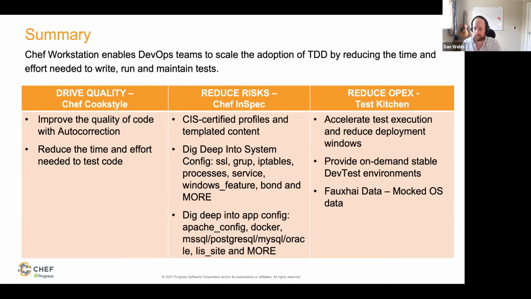InSpec runs faster. ChefSpec runs faster. Chef in general runs faster. The whole system runs faster because now we're on Ruby 3, which has had some significant performance improvements. So all of this kind of bundled together gives you a much nicer user experience.